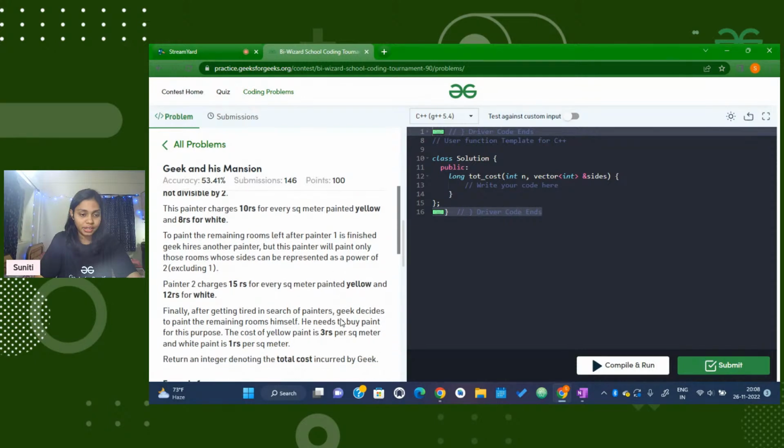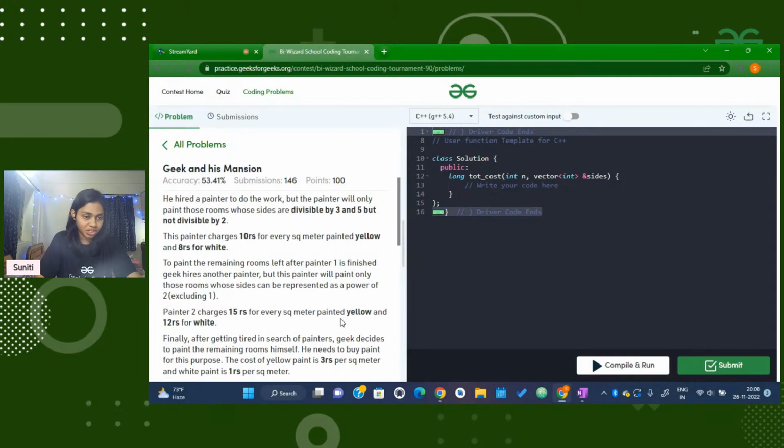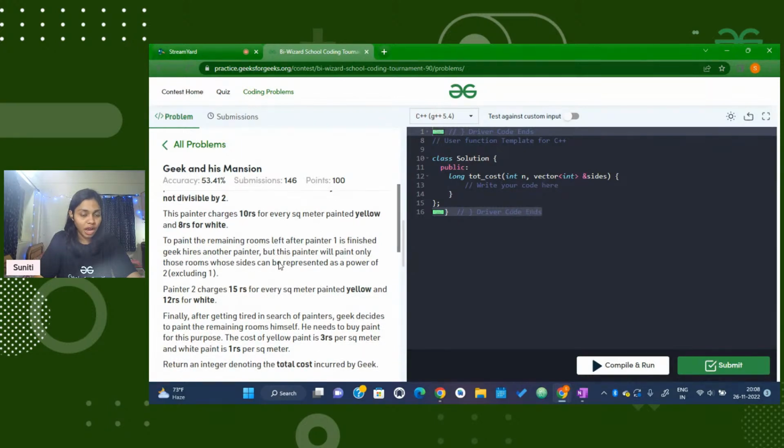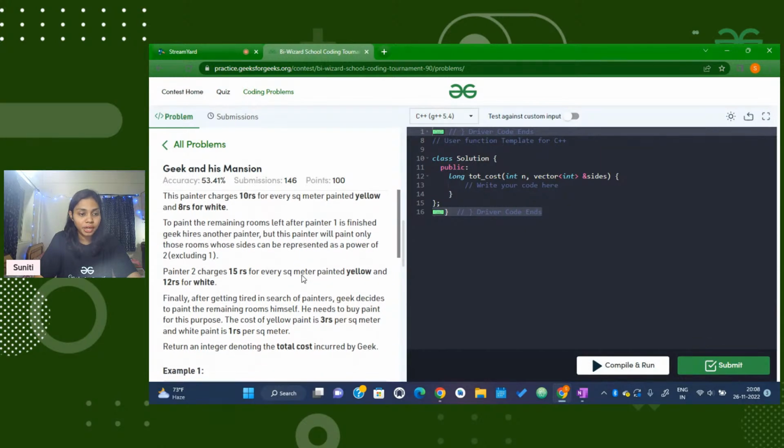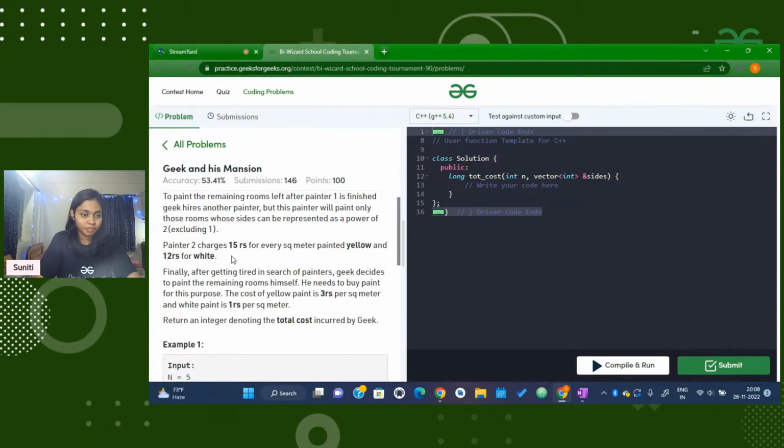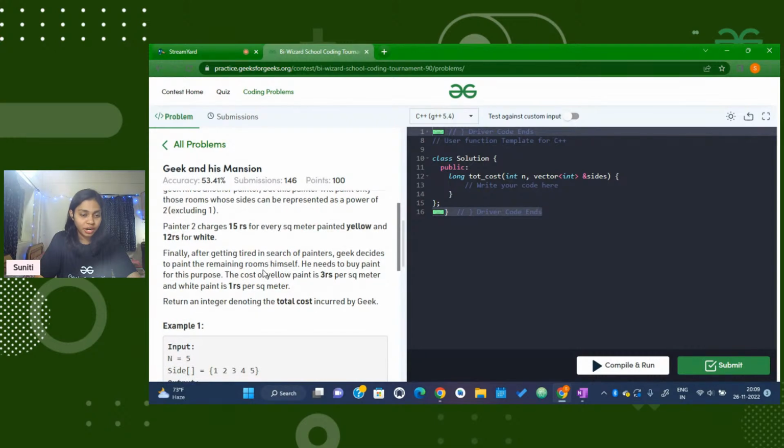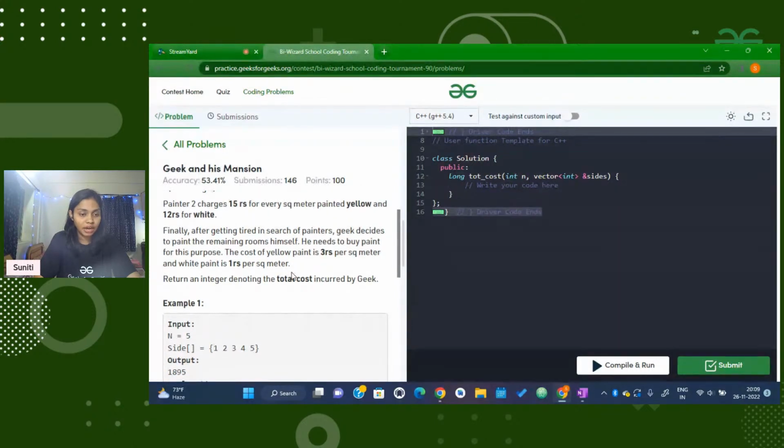Then we have to paint the remaining rooms after painter 1 is finished, because it might happen that some rooms are still not painted, since he is painting based on a certain condition only. So to paint the remaining rooms, Geek hires another painter. This painter will paint only those rooms whose sides can be represented as a power of 2, excluding 1. Painter 2 charges 15 rupees for every square meter painted yellow and 12 rupees for white. Finally, after getting tired in search of painters, Geek decides to paint the remaining rooms himself.